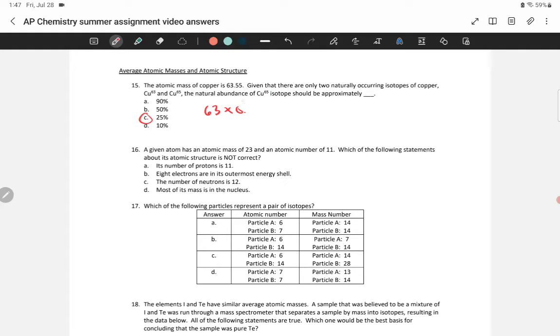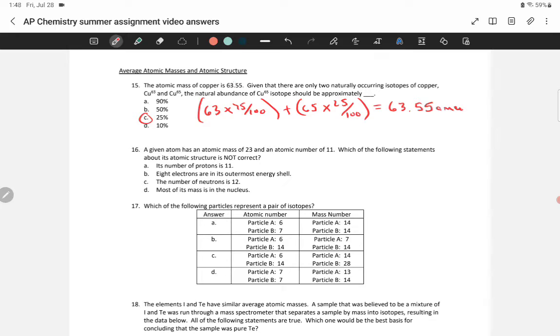That would mean that 75%, let me change this to percentiles, so 75% would be the 63 isotope. And that means that the other isotope, 65, is the 25%, or 25 divided by 100. And if you do that math, that's going to get you really, really close to the average atomic mass of copper.